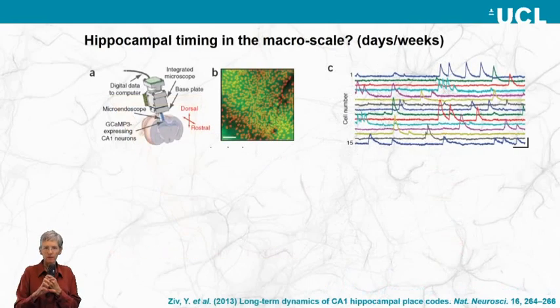So those are sort of micro and meso scales. Is the hippocampus interested in macro scales? There's reason a priori to think that it would be because of its involvement in episodic memory. But it's been somewhat difficult to show.